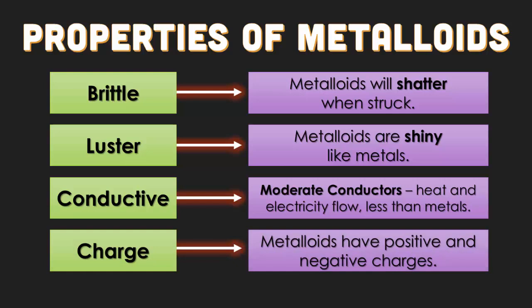And they also have the ability to have a variable charge. So metalloids can either be positive or negatively charged. Metalloids have that unique ability to become anions or cations. You have to use your periodic table, and looking at the charges, it will tell you if it's lost or gained electrons.